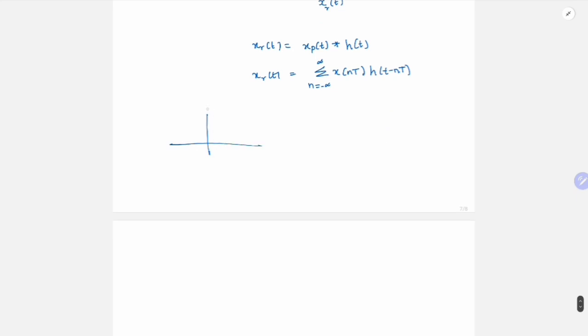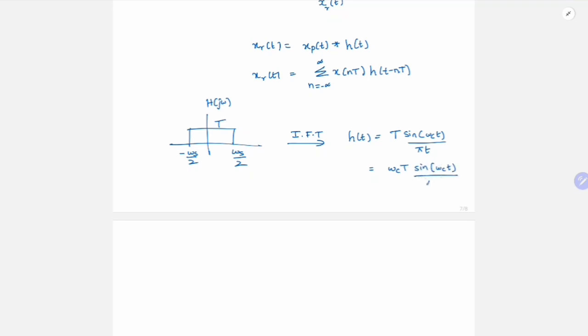And my h of t I need to get. So if this is my frequency response, if I take an inverse Fourier transform, what will be my h of t? It is going to be a sinc waveform. So to say it exactly, it will be sine of omega ct by pi t, but we also have a gain of t. So this will be my h of t. To represent it in the form of sinc, I just multiply and divide by omega c. So omega ct sine of omega ct by pi omega ct.